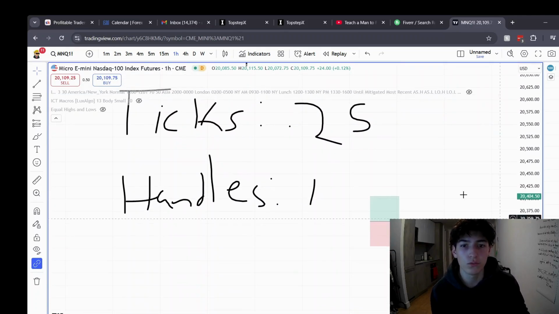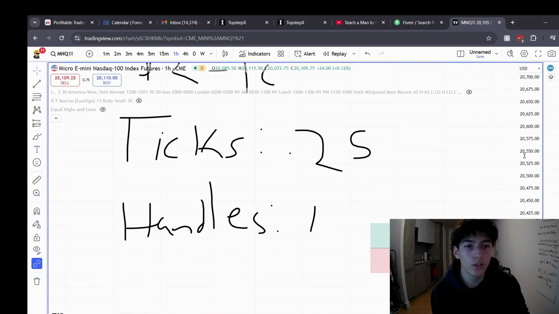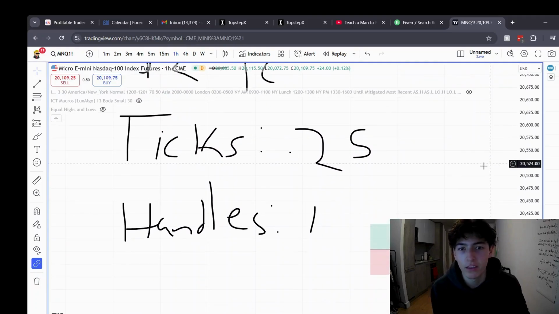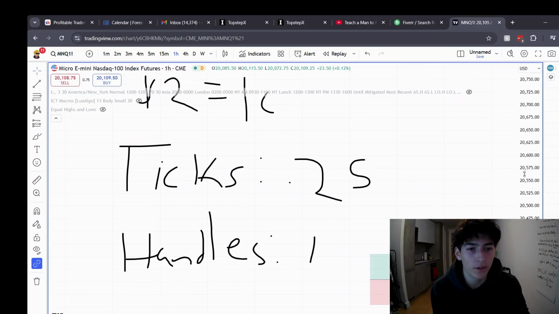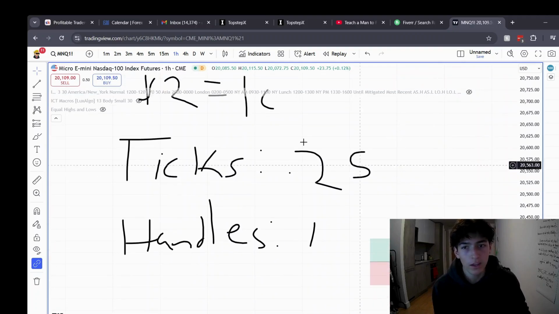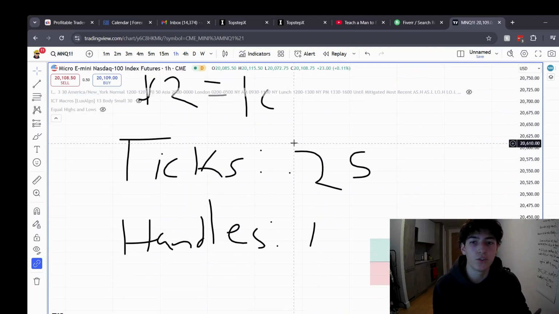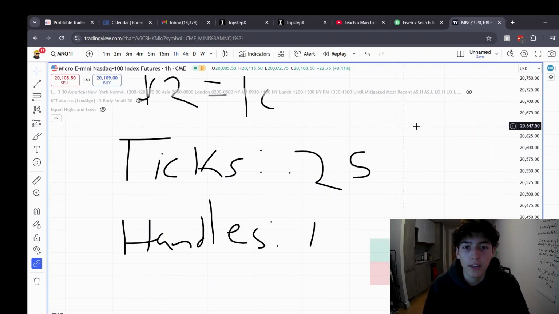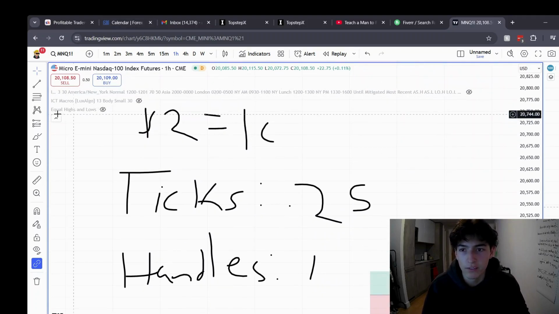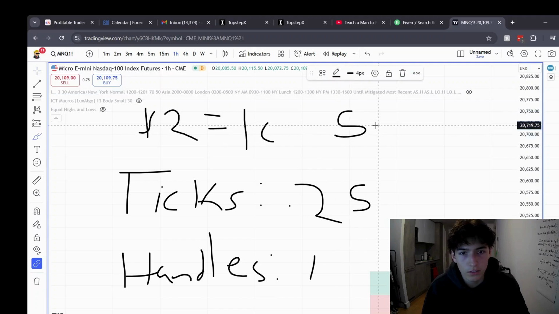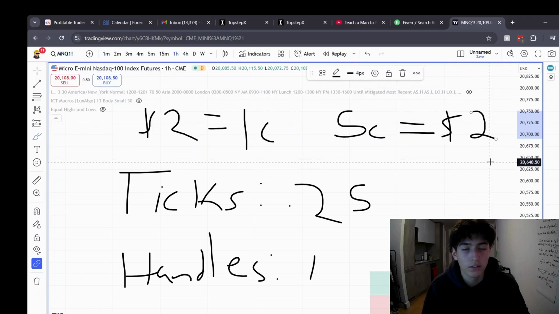Now, you do need to do a little bit of math, but it is easy to pick up the more you do it. Normally, you're not going to be trading just one MNQ contract. You're normally going to be trading 5. So if you have 5 contracts and each one is worth $2, that means you have $10 worth of contracts.